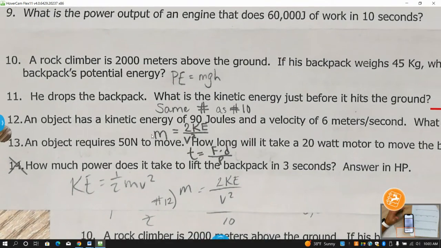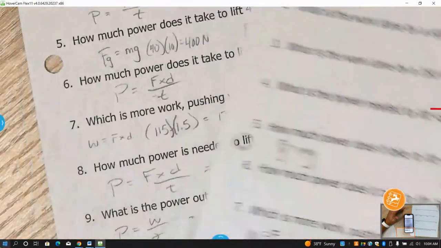And then in number 12, you would use this equation. You're rearranging the kinetic energy equation. Mass is equal to 2 times the kinetic energy divided by v squared. And for 13, I just rearranged the equation for you. T is equal to force times distance divided by P. You do not have to do 14.